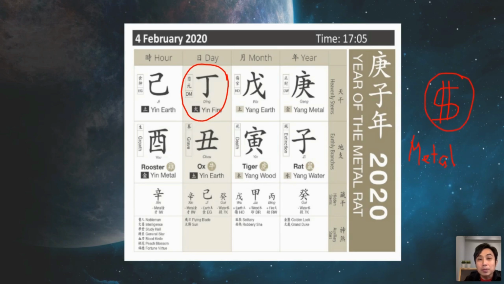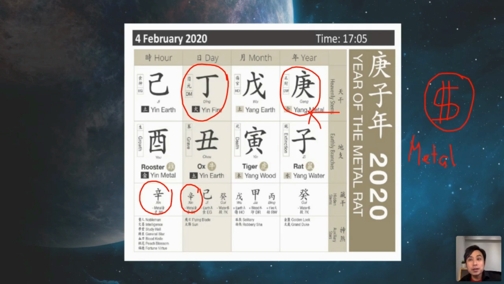You see one here, this metal, and then another metal is here, and then another metal is here. So how many metal elements in total? There are three wealth elements, three metal elements in the chart. Which means, is there any wealth opportunity for everyone this year? The answer is yes.